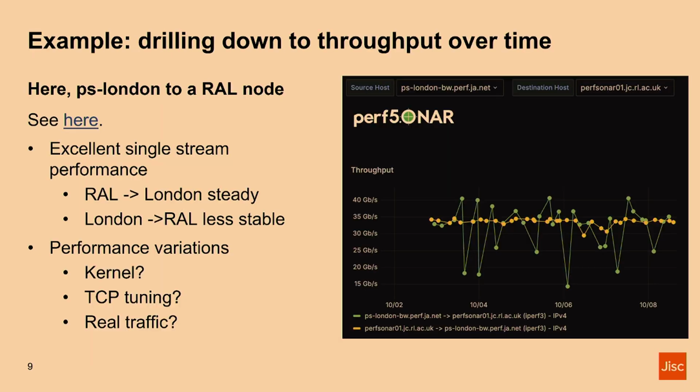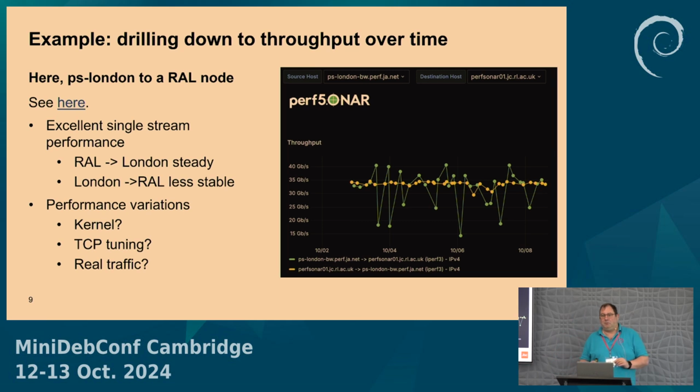So what can you do? Well, this is a test from our node in London to a test at Rutherford Appleton Laboratory in Oxfordshire. And they've got 100 gig connectivity at the site. And what you can see is that from them to us, we're capable of achieving 30 odd gigabits single stream, which is pretty good. And that's limited by the kernel. I think it's CPU limited.